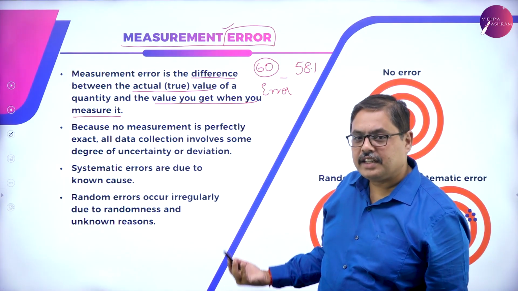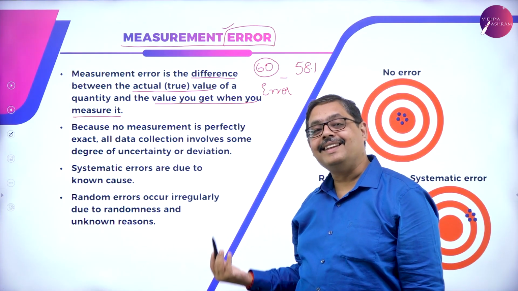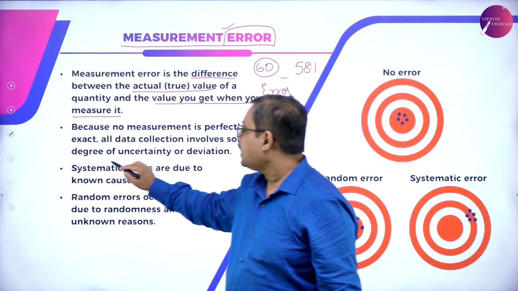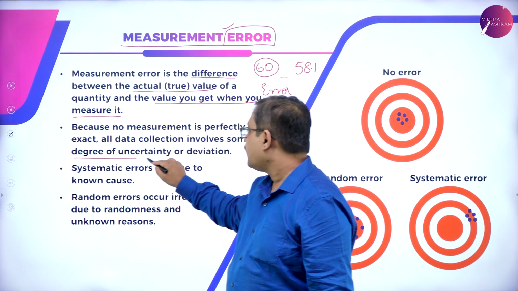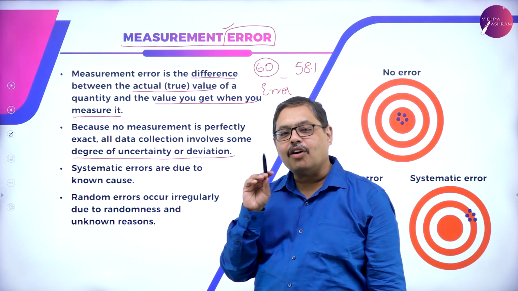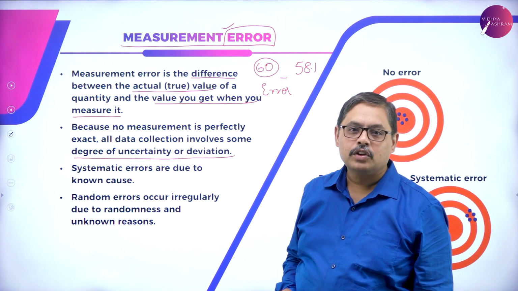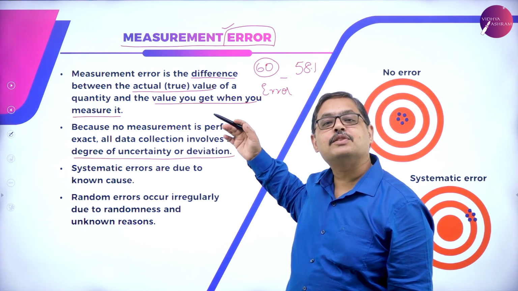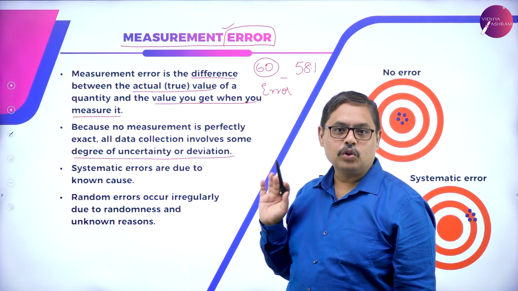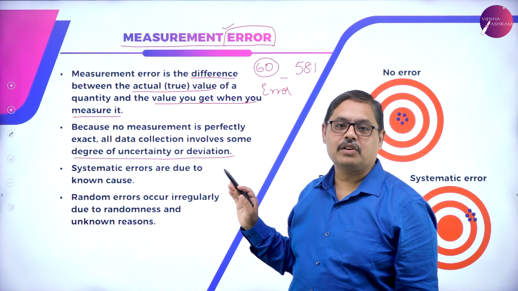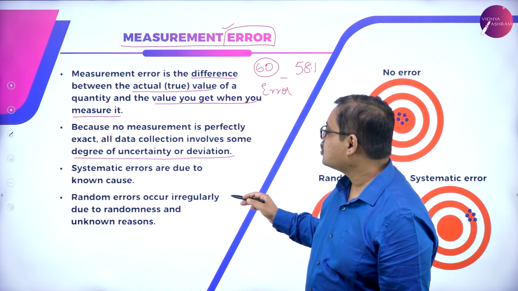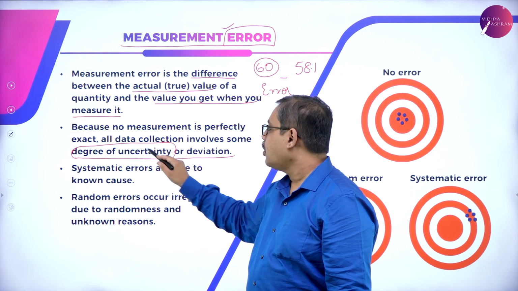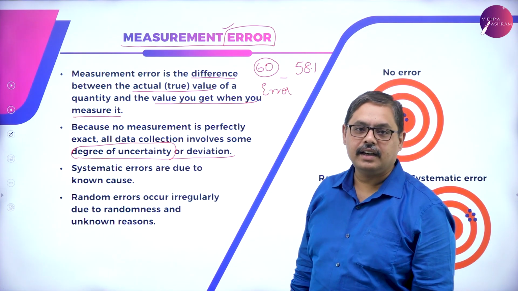We have to understand one thing. Whatever may be the fineness of the equipment, whatever may be the least count of the equipment, we have to always remember that a degree of uncertainty or deviation will always remain. You can never measure any object infinitesimally accurately. To the last digit, you can never measure it accurately. Every measuring instrument will have some degree of uncertainty.